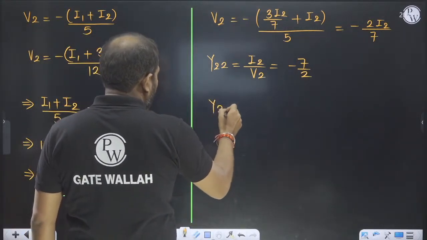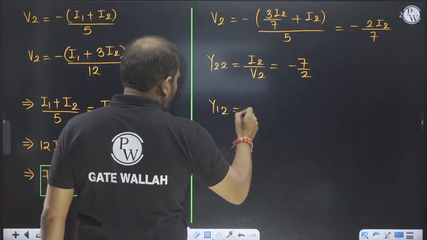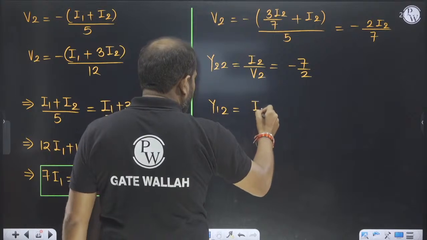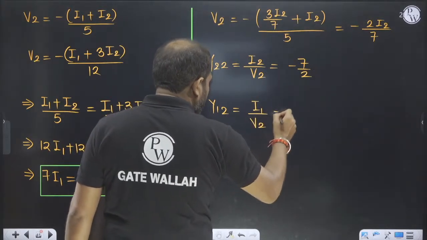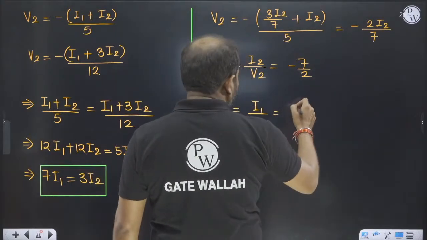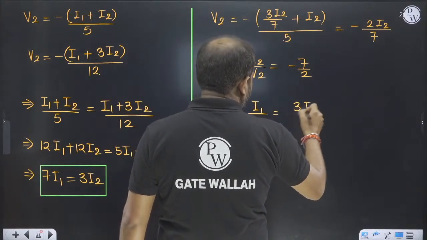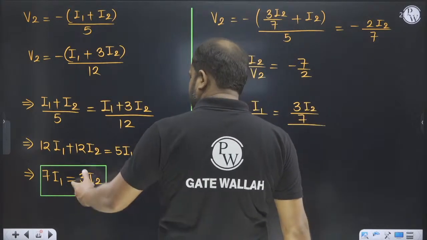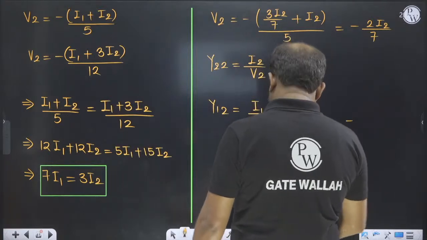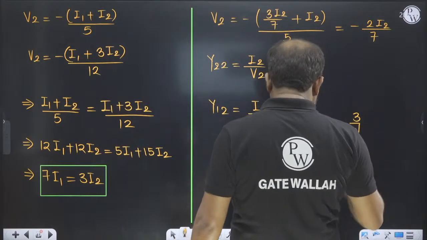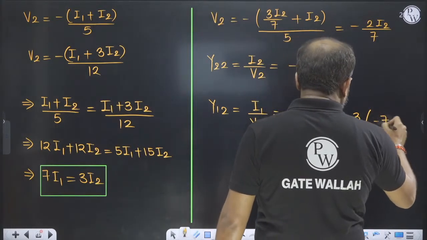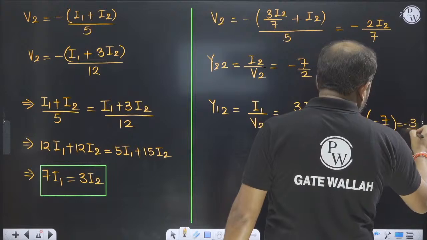Then Y12 will be equal to I1 upon V2. I1 is 3 by 7 I2, 3I2 by 7, divided by V2. I2 by V2 is minus 3 by 7 and I2 by V2 is minus 7 by 2. So minus 3 by 2.